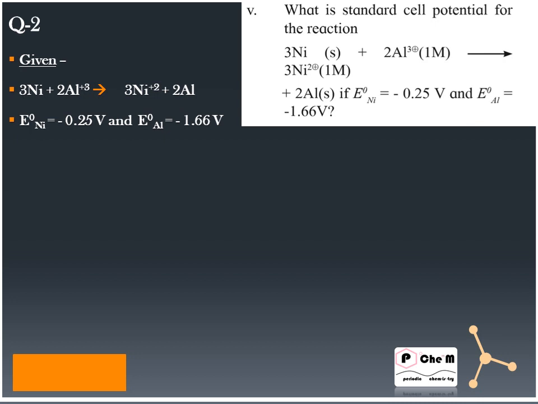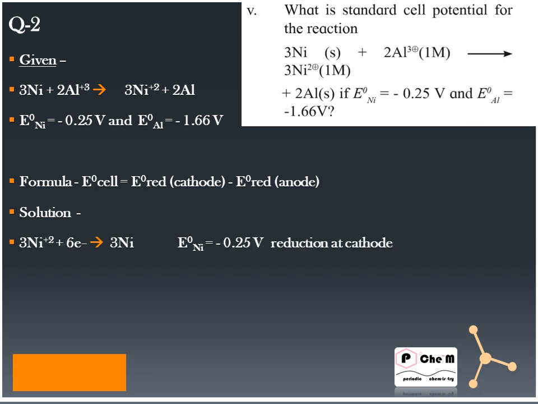Given reaction is 3 Ni atoms plus 2 Al 3+ ions giving 3 Ni 2+ ions plus 2 Al atoms. And the reduction potential for nickel is minus 0.25 volt and reduction potential for aluminium is minus 1.66 volt. Whenever it is not mentioned that it is a reduction potential or oxidation potential, we will be assuming it as reduction potential. Formula to use will be E naught cell is equal to E naught reduction cathode minus E naught reduction anode. E naught cell is nothing but the standard cell potential for the reaction.